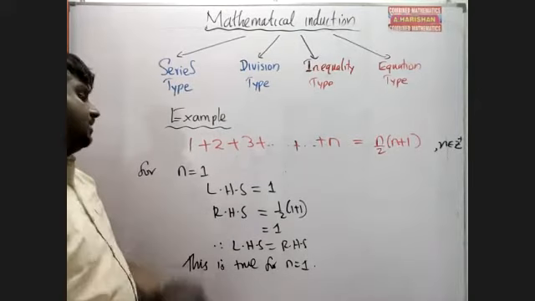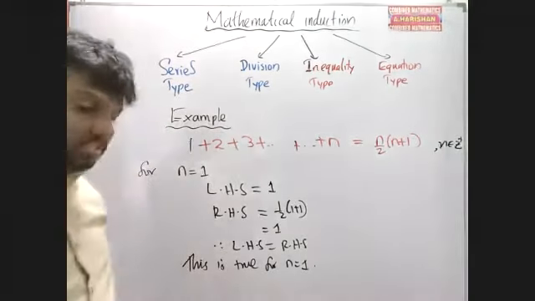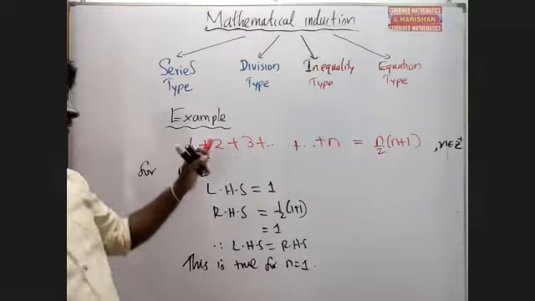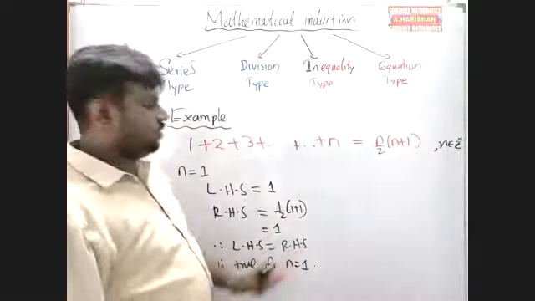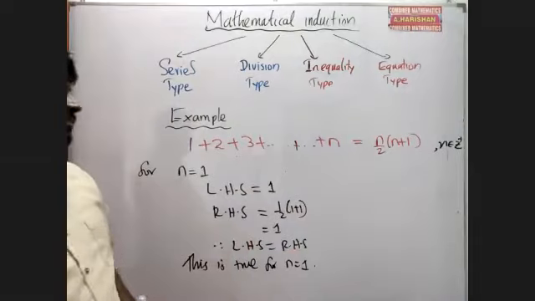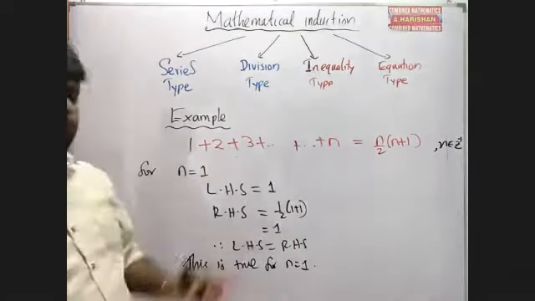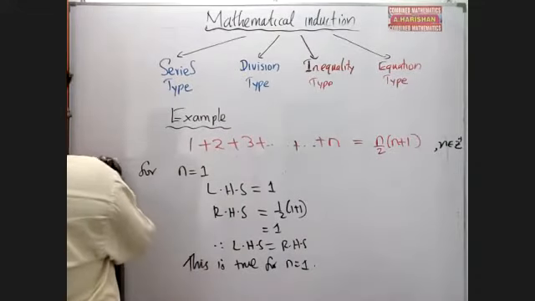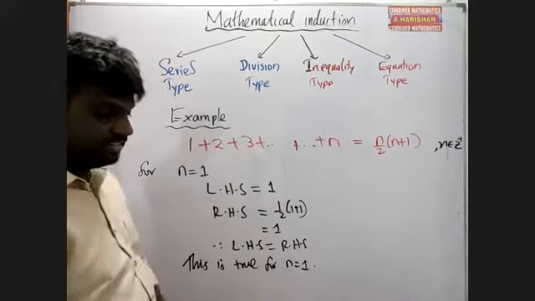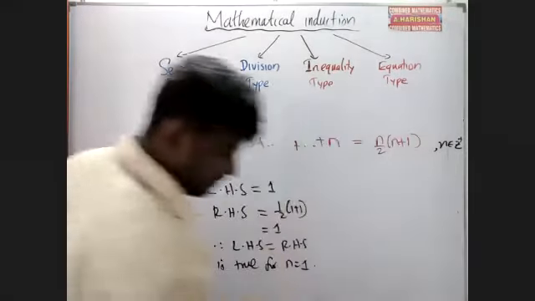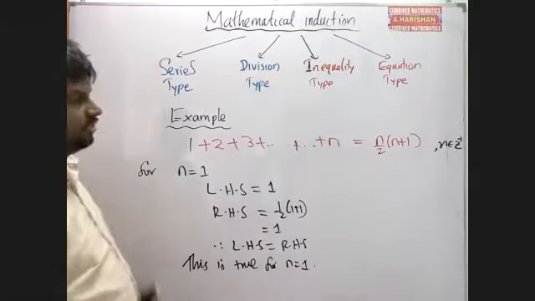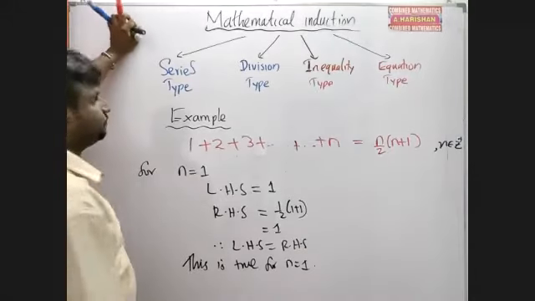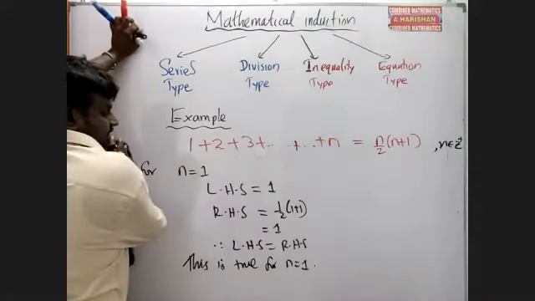First, we have to show this is true for n equals 1. For n equals 1, the LHS is 1 here and the RHS is 1, so LHS equals RHS. So this is true for n equals 1. Then I erase this again. The process is very important, so quickly write it. Shall I erase this?